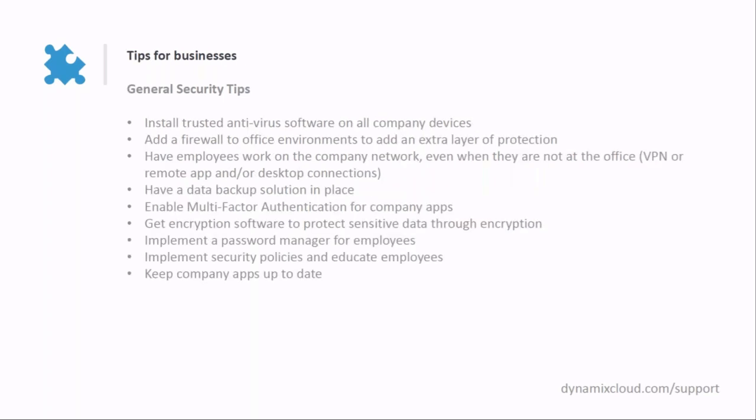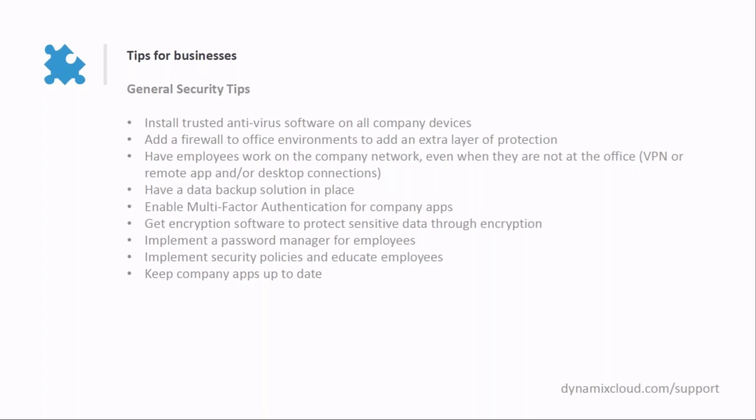And then we have some general security tips. You always want to install trusted antivirus software on all company devices. You always want to have a firewall in office environments to add an extra layer of protection. It's always important to have employees work on the company network, even when they are not in the office. We can provide you with a VPN, remote app, and/or a desktop connection. And then of course, you always want to have your data backup solution in place just in case you do get something like ransomware. By having that data backed up, there's no need to pay the ransom. You can just reinstall from the previous date.